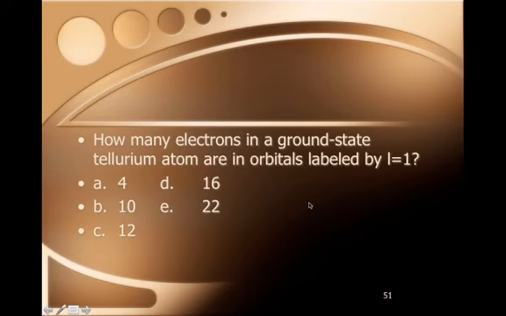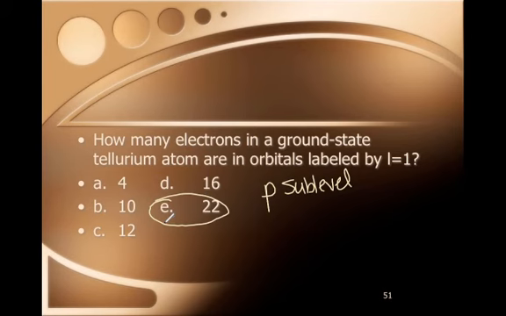How many electrons in the ground state tellurium atom are in orbitals labeled by l equals 1? So what does l equals 1 mean? It's a p sublevel. Tellurium is number 52. So how many electrons are in the p sublevel? We have 2p, 3p, 4p, and 5p, so we have to add them all together. The first 2p, 3p, 4p are all filled, so that's 18 plus 19, 20, 21, 22. So the answer would be E.